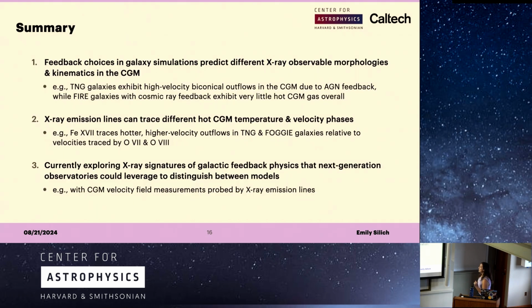So in summary, the feedback choices that you make in your numerical simulations can predict very different X-ray morphologies and kinematics in the CGM that are potentially observable with the next generation of X-ray observatories. In particular, different X-ray emission lines, even when they're only separated by about 200 eV, can trace different phases of the hot CGM gas in these galaxies. And we're currently doing a sort of full-scale parameter space exploration of these X-ray signatures in order to inform our design and our preparation for next-generation X-ray observatories. Yeah, so with that, I guess I'll take any questions.